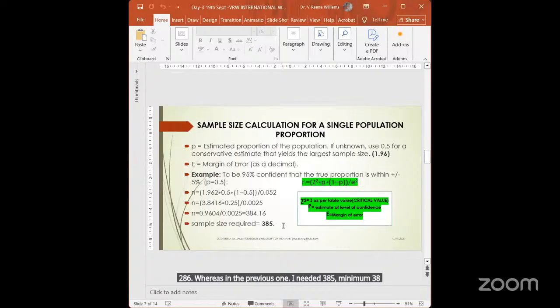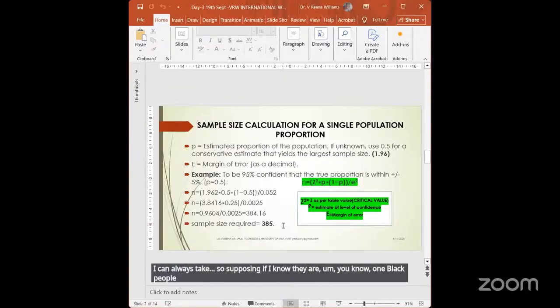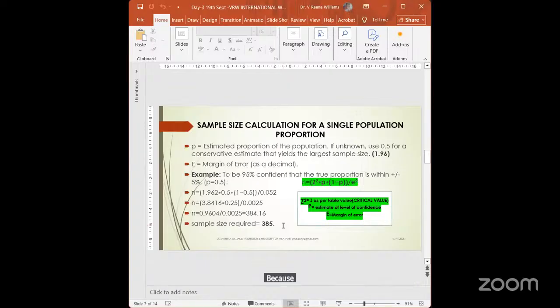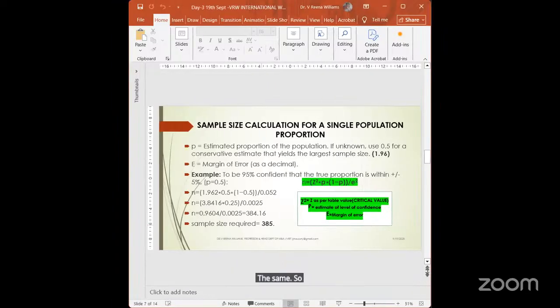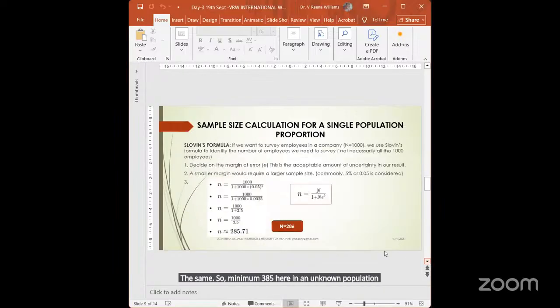I can take that forward. I can always take more. Supposing I know there are 1 lakh people in Mysore, 385 might not be sufficient, but I need a minimum of 385. I can go above, even to 1,000, because there are 3 lakh people. That is also fine, but the answers that you get will be the same. So minimum 385 here in an unknown population, and in a known population.